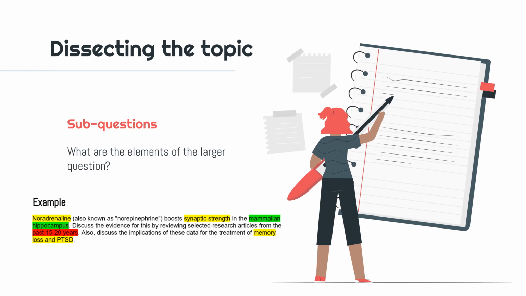And then of course, not ignoring the details, such as the fact that it's in the mammalian hippocampus, and the detail that the scientific articles that you want to look at are going to be from the past 15 to 20 years, for example. So just look at those smaller details within the larger topic and make sure that you don't ignore those when you're starting to make those more specific subtopics that you're going to be talking about in your paper.